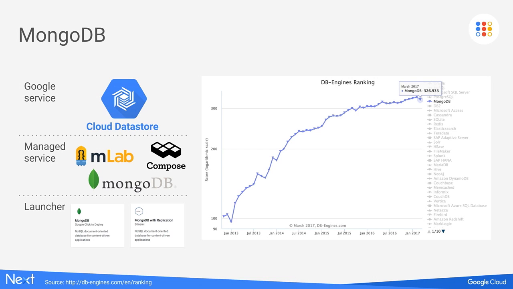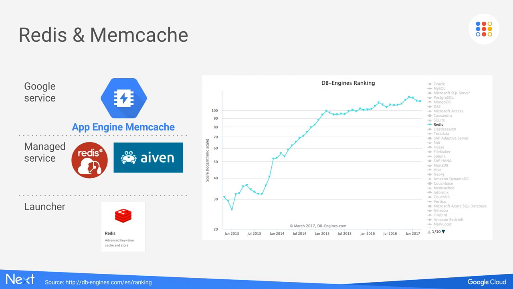Looking at MongoDB, Cloud Datastore is our offering in this space. Datastore is often paired with App Engine for those of you who are familiar with it, but Datastore is great when it comes to big scale, and especially document storage. Looking at managed service offerings, mLab has an offering, as well as Compose and MongoDB. In the launcher space, again, we have standard Mongo options and MongoDB with replication to help you get going rapidly with MongoDB on the Google Cloud Platform.